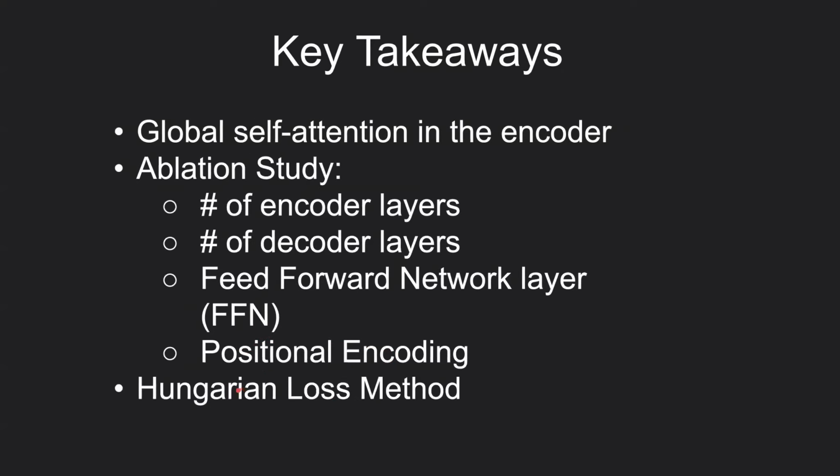And the Hungarian loss is also important because it removes the need for non-max suppression. All of these things significantly contribute to the final object detection performance, and they also create a model that is able to be extended into panoptic segmentation as well.